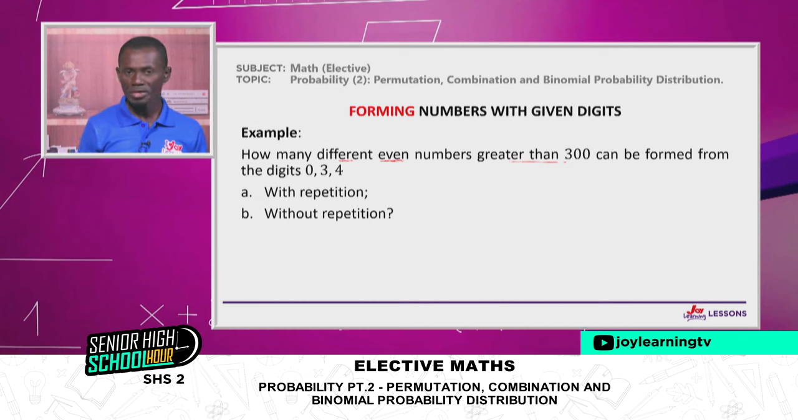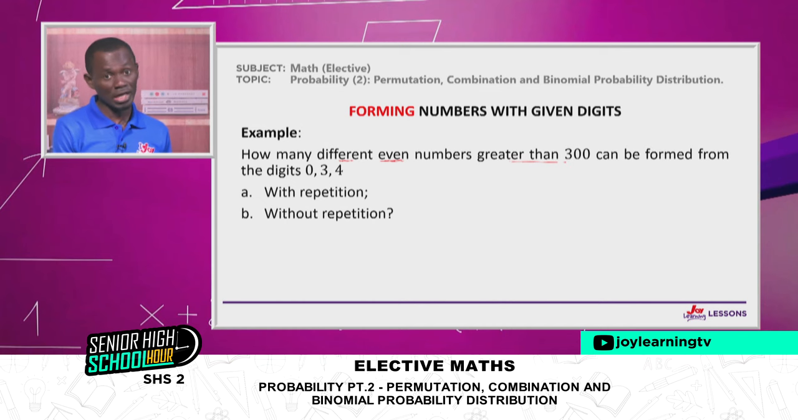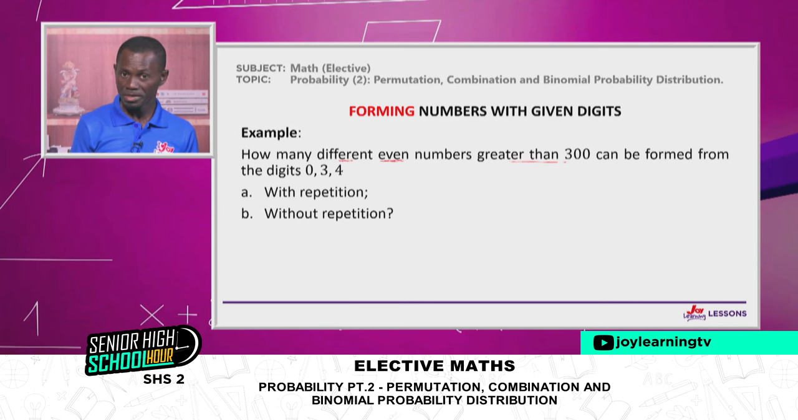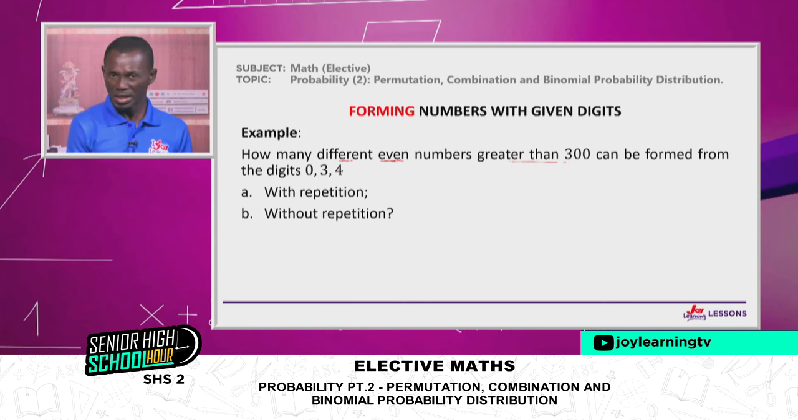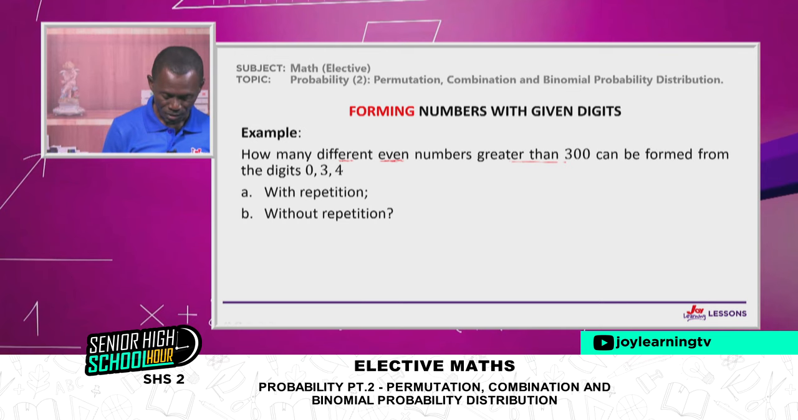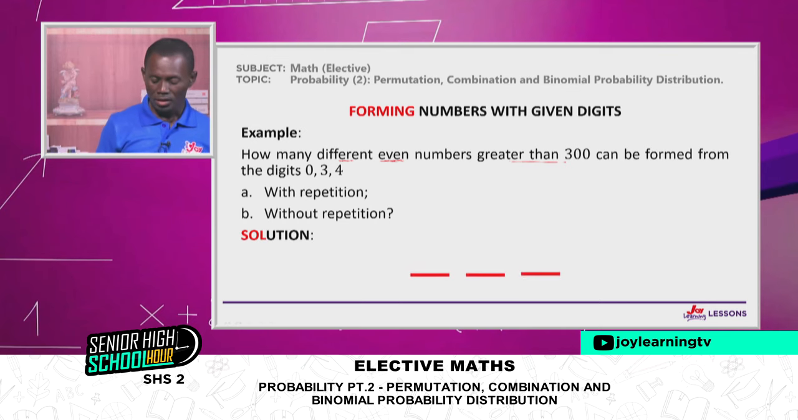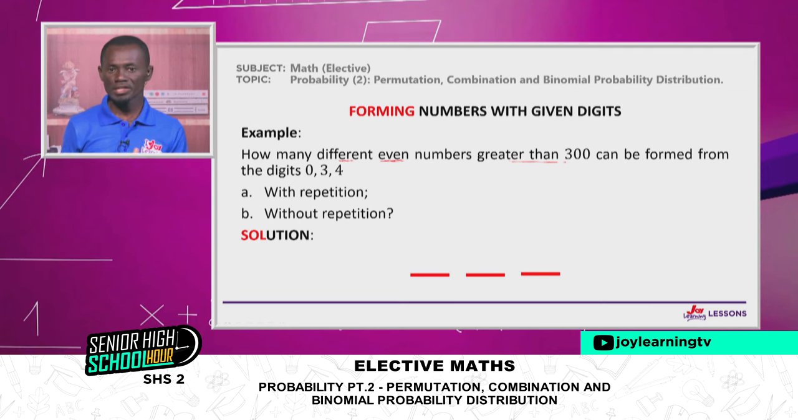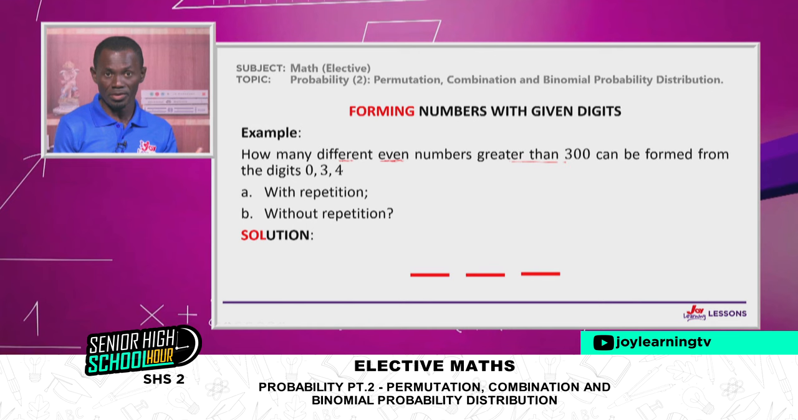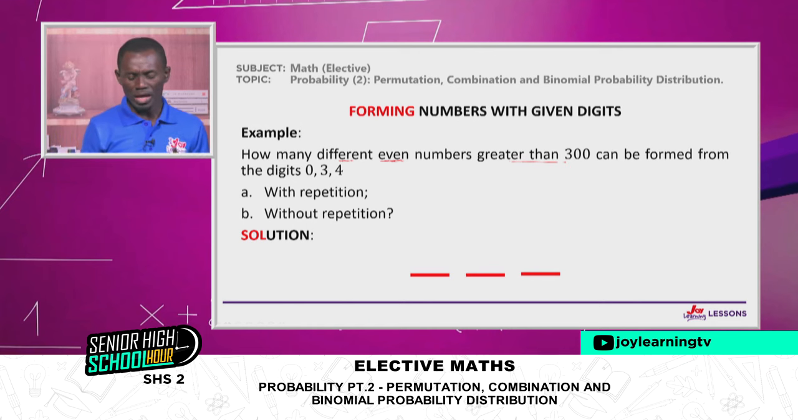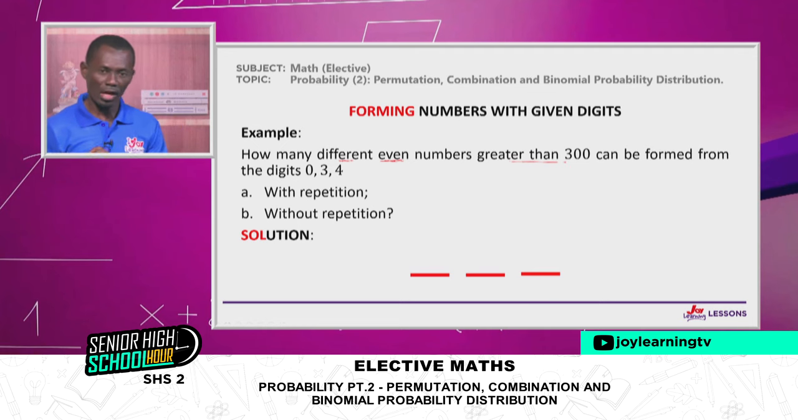With repetition means if I use the number 0, I can use it again. Without repetition means if I use 3, for example, I cannot use it again. Let's deal with the first instance. In the first instance, I draw my 3 dashes. And those 3 dashes is because the number is 300, a 3-digit number, 3, 0, and 0. And I'm going to go with the constraints, so watch how we're going to do it.